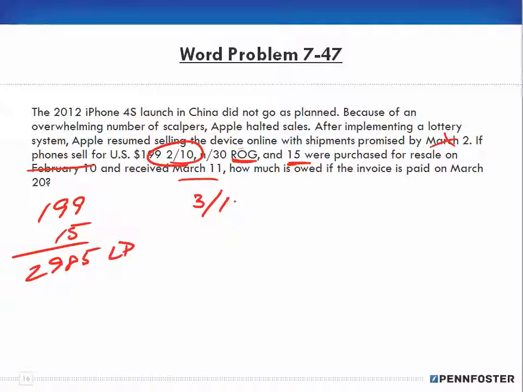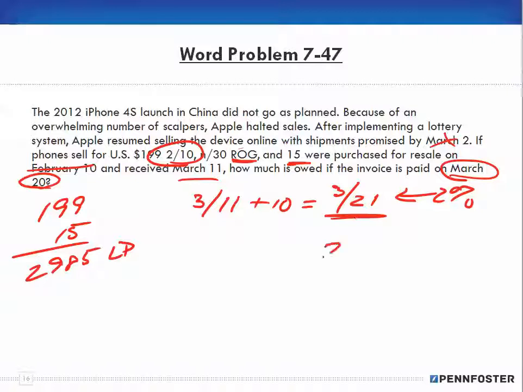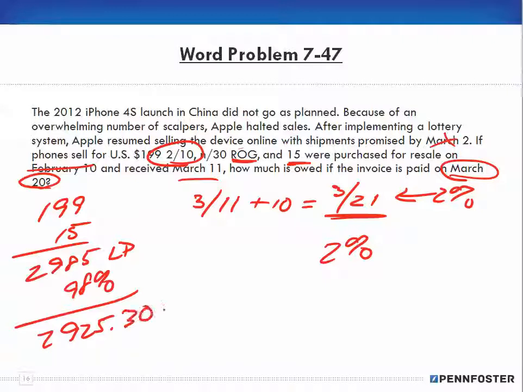So if I have March 11th and I have 10 days, that takes me to 3/21, and I'm able to get a 2% discount. Well, the invoice is being paid on the 20th, so it falls within that discount period. So I'm able to take a 2% discount. Well, 100% less 2% is 98%, which gives me now the $2,925.30 as the amount that I'm going to have to pay.